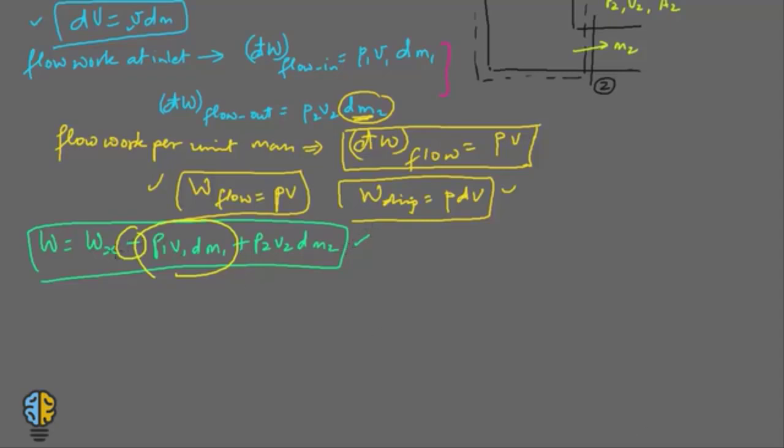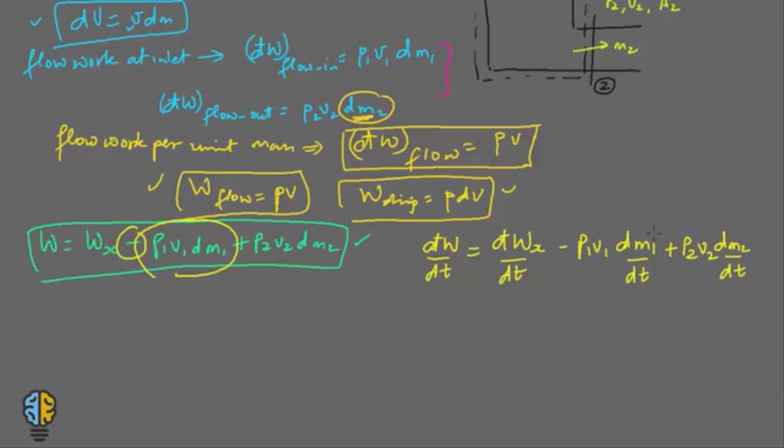Now if I differentiate this with respect to time, I would get it into the rate form. So I would get d'W by dt is equal to d'Wx by dt, because work is an inexact differential, so you would put a dash on top, minus P1 V1 into dm1 by dt, plus P2 V2 into dm2 by dt. So this is what you would get.